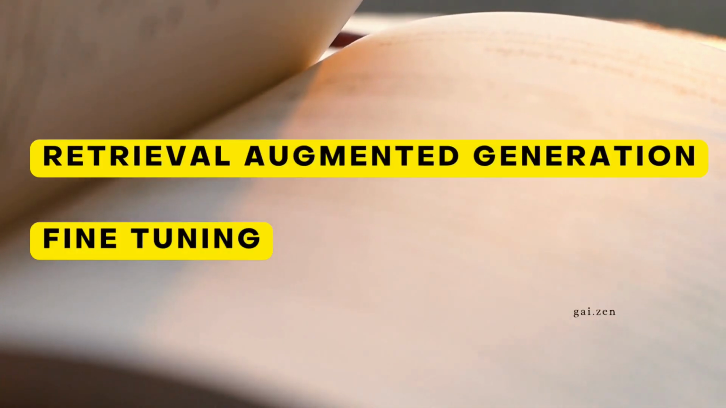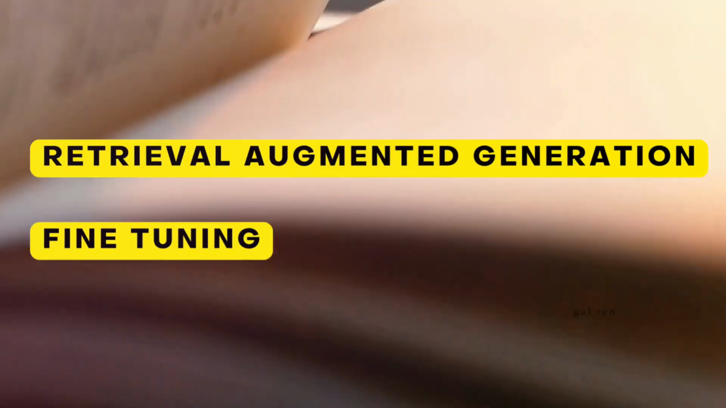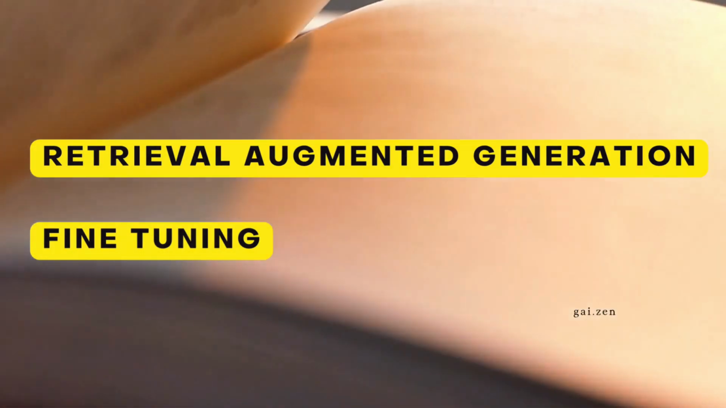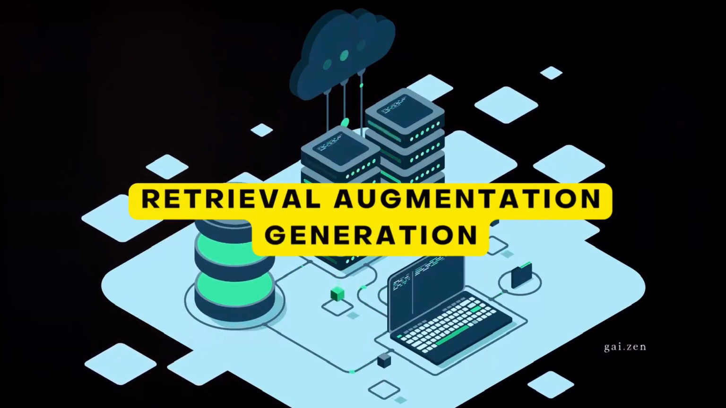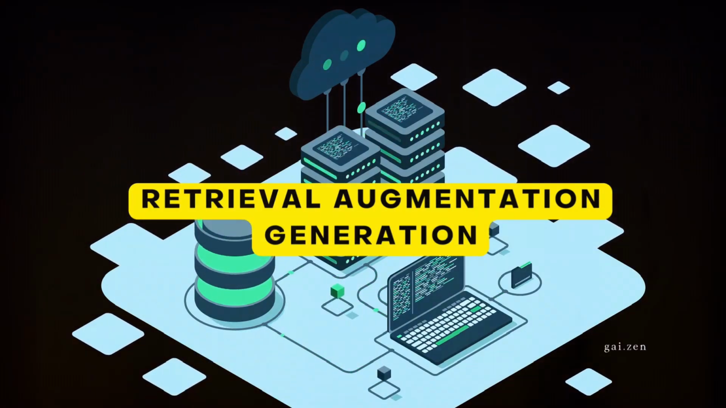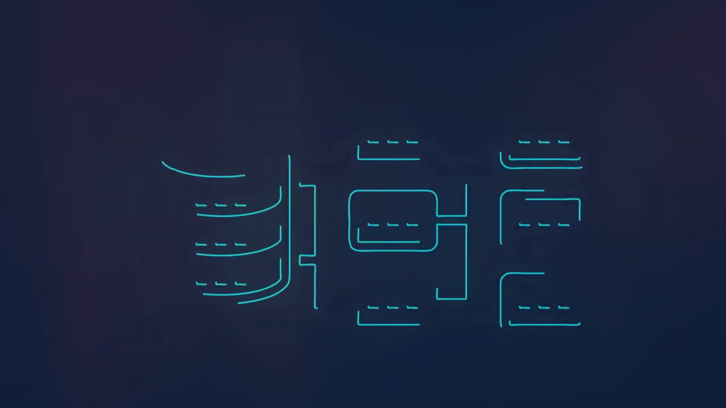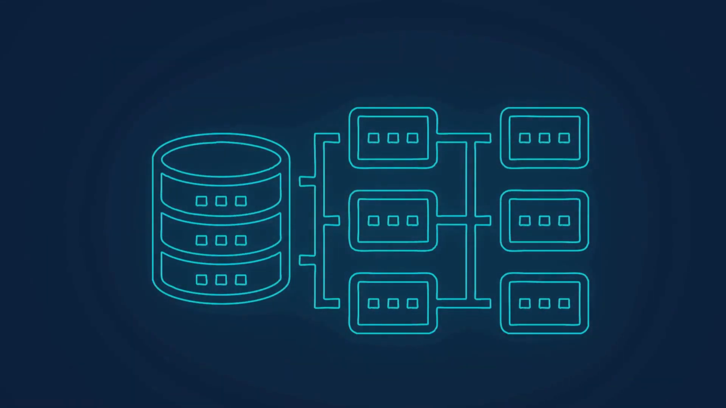Now that we've explored the basics of generative AI and prompt engineering, let's dive into two more advanced techniques to take your results even further: Retrieval Augmented Generation, RAG, and fine-tuning. First up, Retrieval Augmented Generation, or RAG. Think of RAG as a method that combines generative AI with a robust retrieval system. Here's how it works. Instead of solely relying on the pre-existing knowledge within the AI model, RAG allows the AI to pull in relevant information from an external database or document set during the generation process.